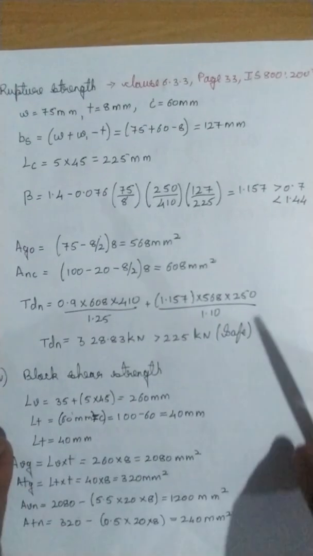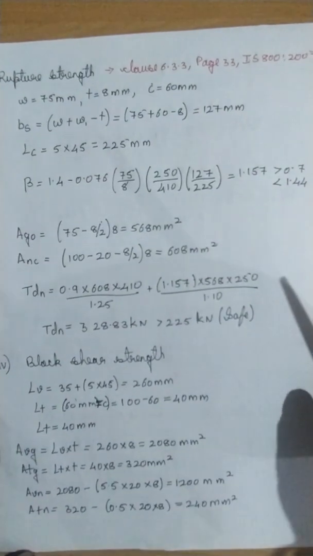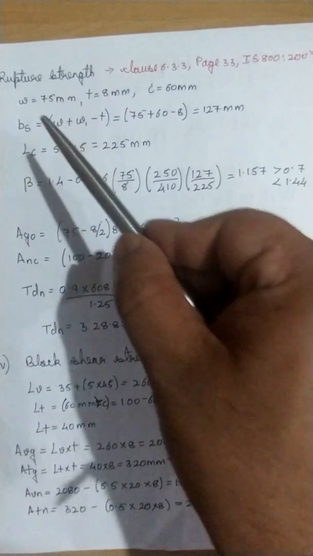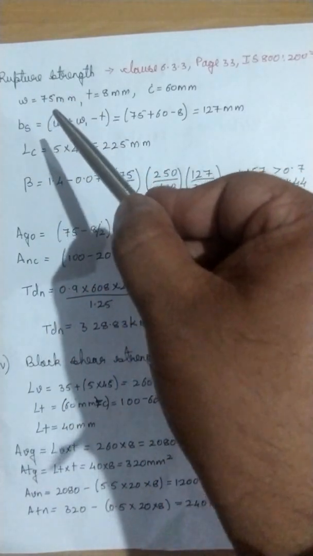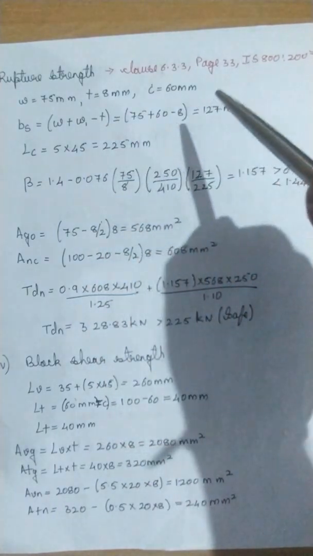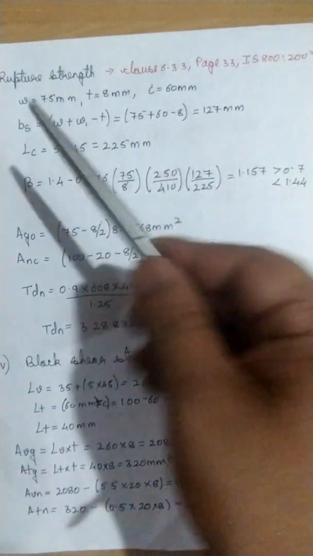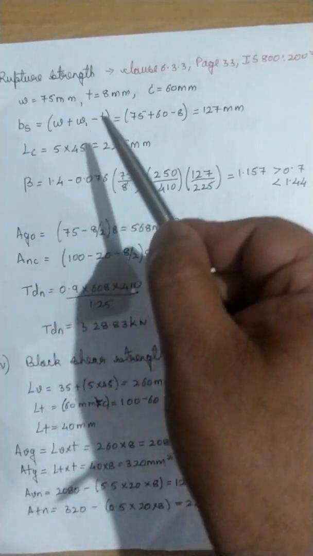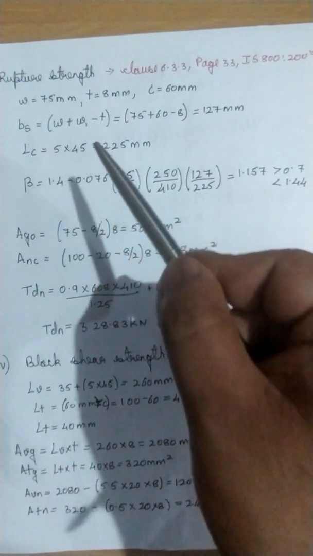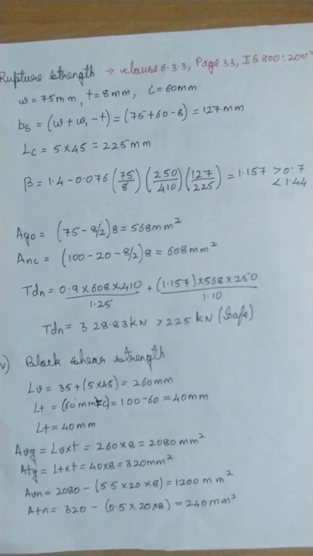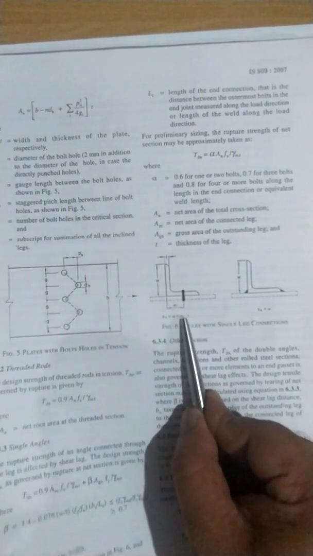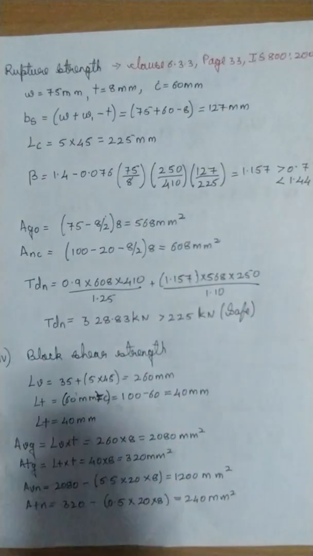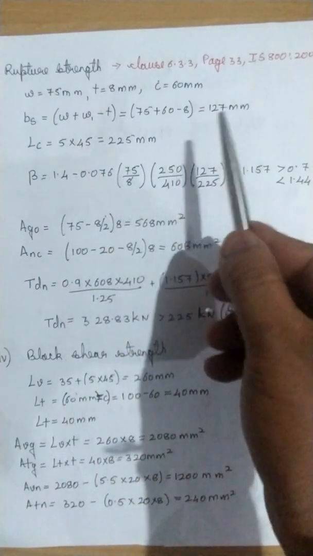Now in the rupture strength, first we have to find out the value of beta. W is for the outstanding portion, which is 75 mm as per the code book, thickness is 8 mm. C value already noted down from SP6, that is 60 mm. The shear lag bs is given in the code book by this formula according to clause number 6.3.3 for an angle section. Let me show here. Here is the formula for the bolted connection. According to this, substituting the values, we get 127 mm.